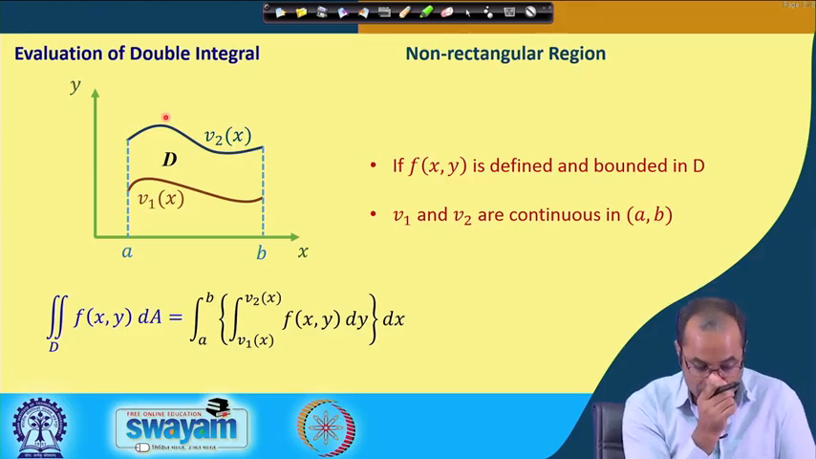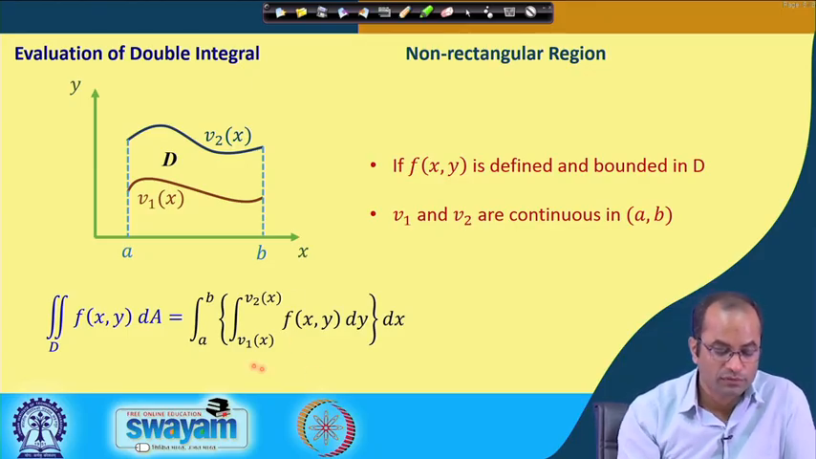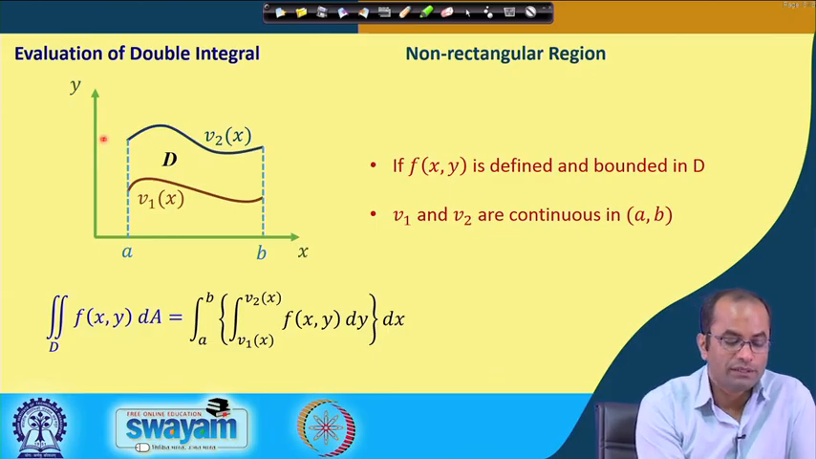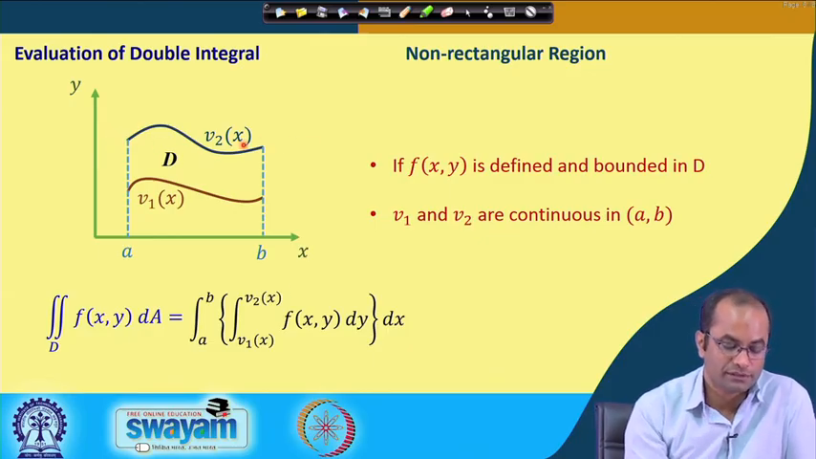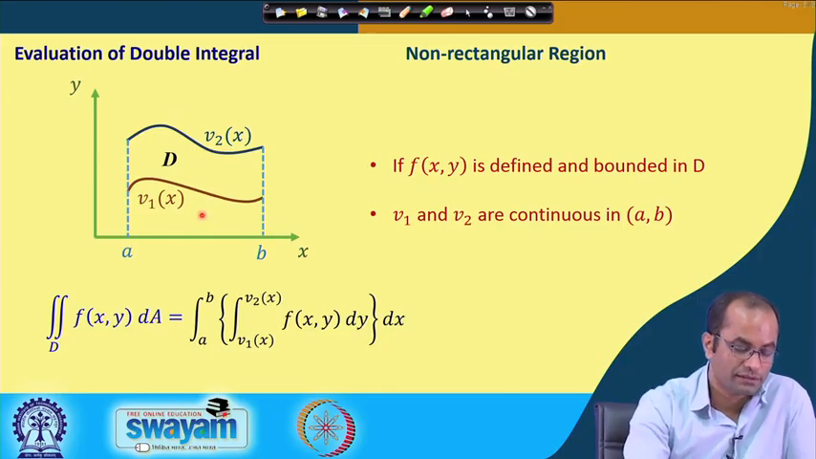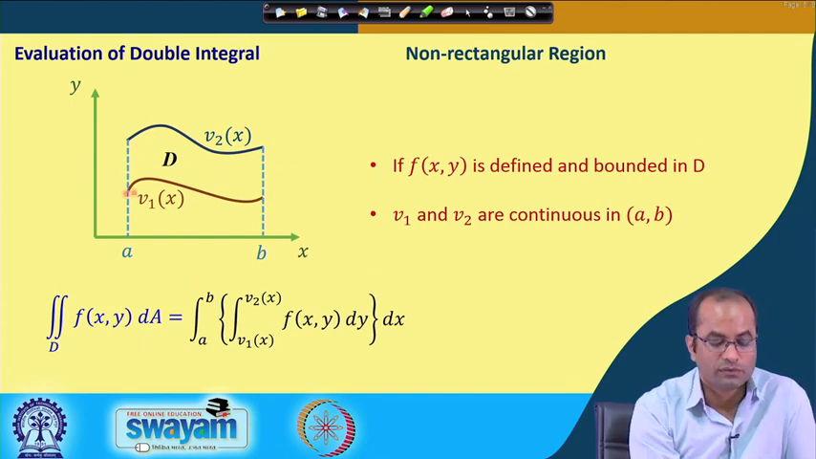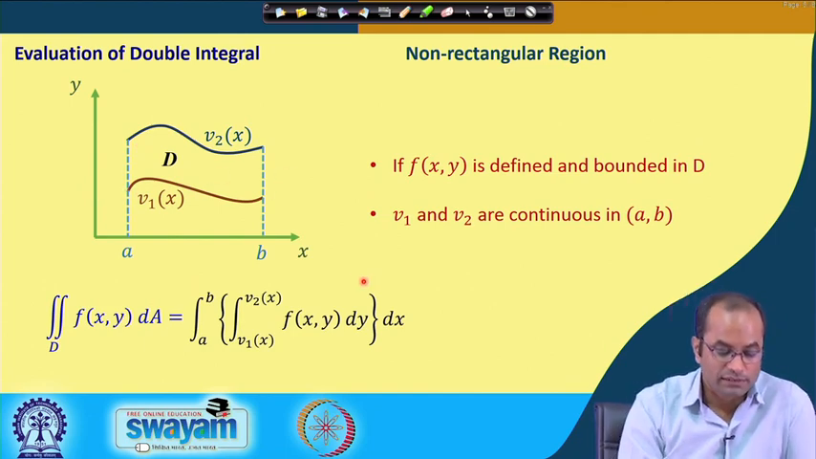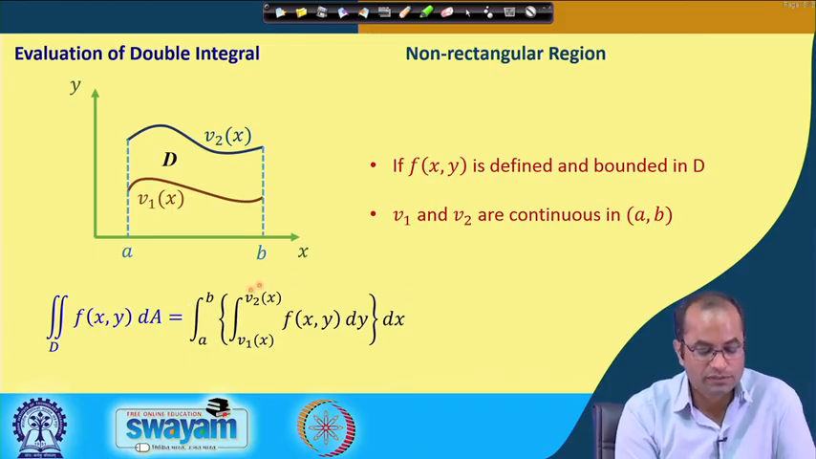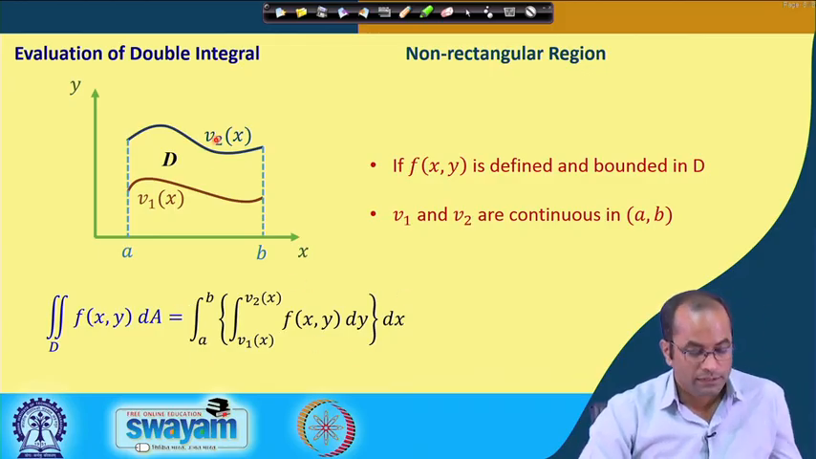For such a domain naturally we will follow this sequencing, because if we go the other way around, integrating first with respect to x, there will be a problem, because we do not have such a nice representation of this whole domain. In this case for y we have the nice limits v1(x) to v2(x), and for x we have the constant limits from a to b. That is the sequence we should follow for such a domain.